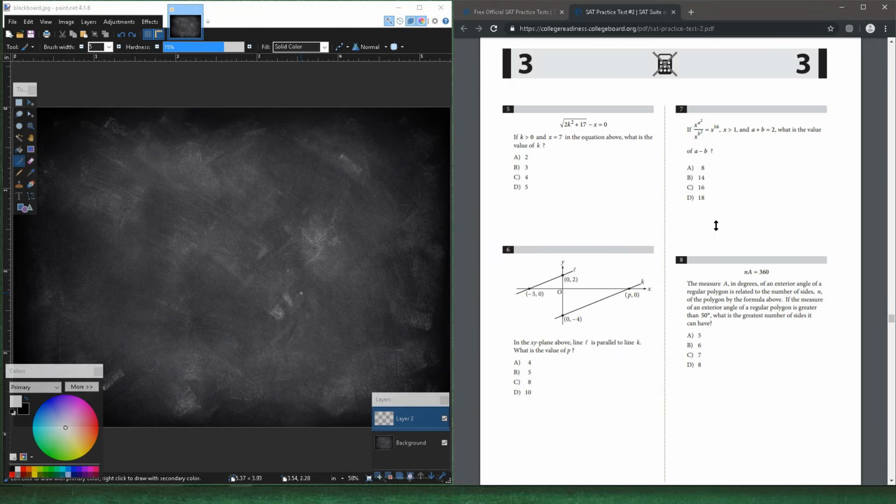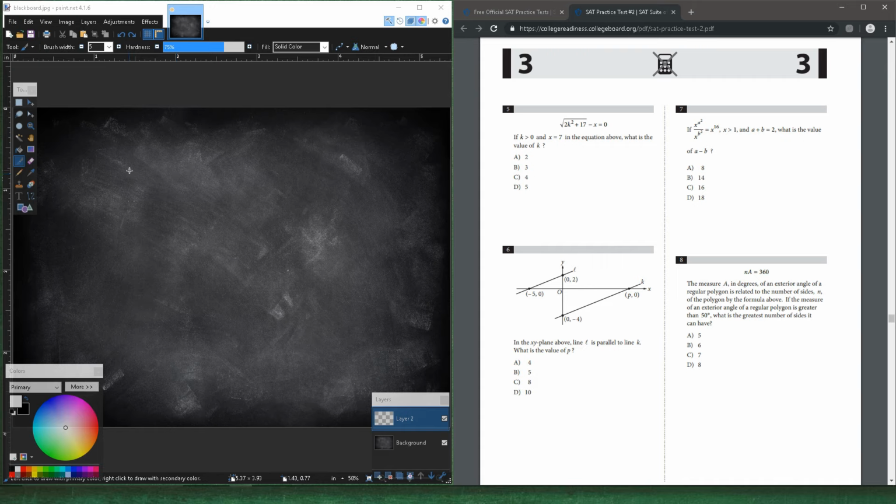7. If x to the power a squared divided by x to the power b squared equals x to the power 16, and x is greater than 1, and a plus b is equal to 2, what's the value of a minus b? First we want to simplify the x to the a squared divided by x to the b squared.